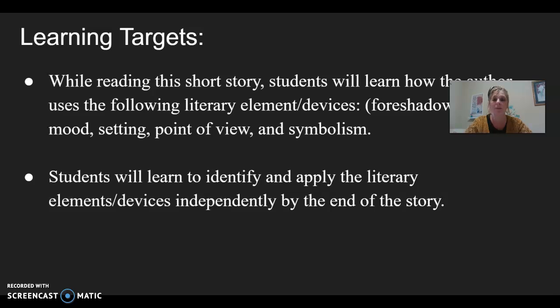And then we have symbolism, and that's where something stands for something else. The most concrete example I can give you would be our American flag. When we look at the flag, we generally think of freedom, and that's an abstract concept. So the flag represents or symbolizes freedom. You can probably think of some of your own examples of symbolism after hearing that. Once we're done with this short story, you should be able to identify and apply those literary devices, terms, elements.